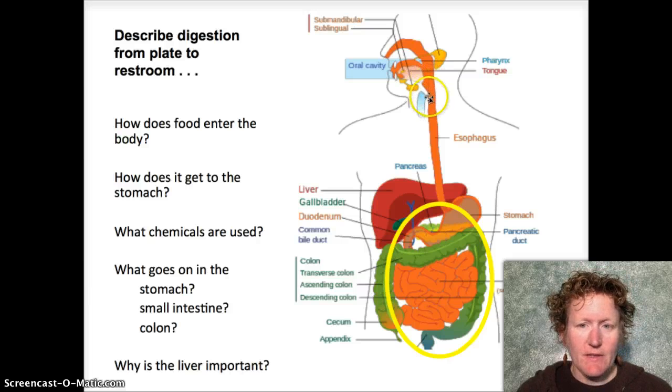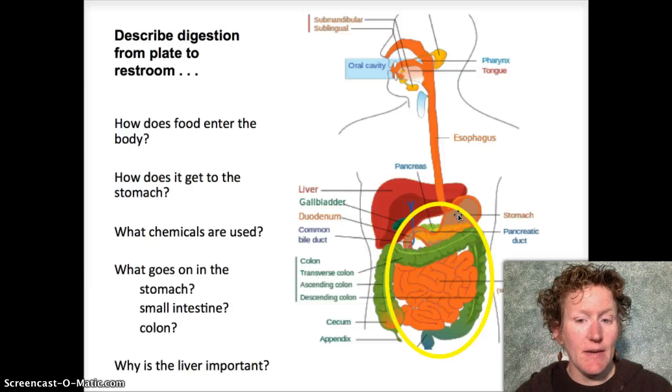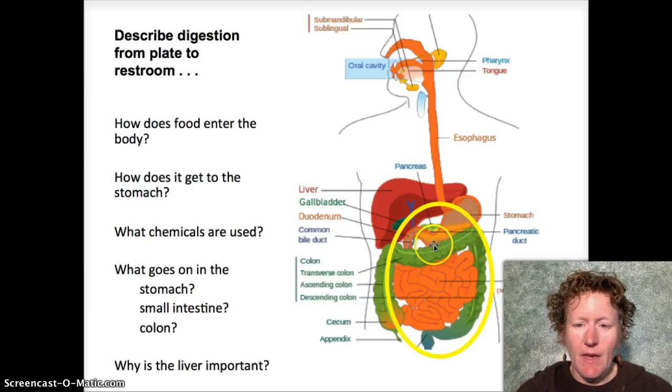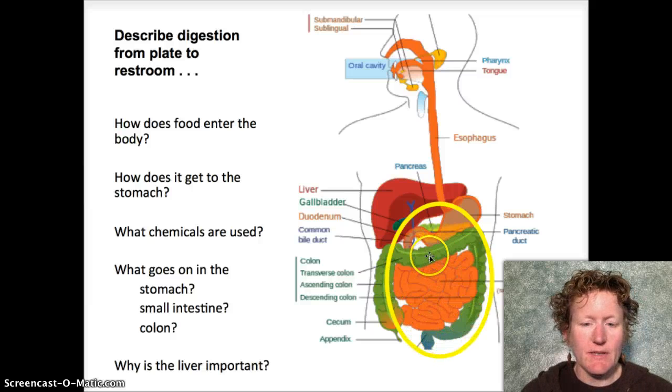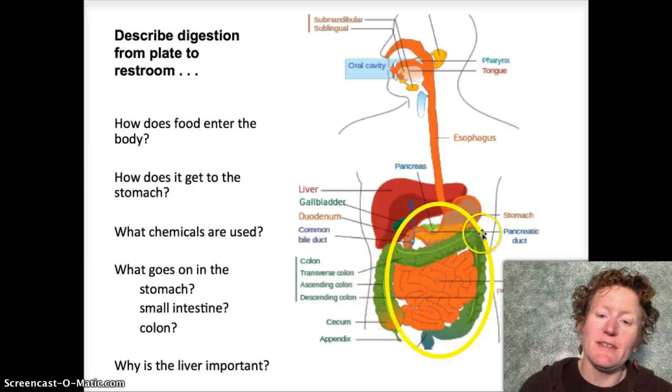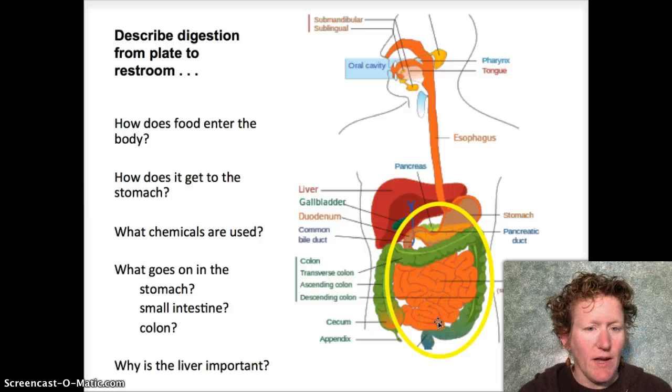The esophagus is the squishy tube that goes from your mouth down to your stomach. More digestion happens in the stomach. Acid and enzymes, namely pepsin, are added to break down the proteins here. The food travels down through the small intestine, lots and lots of feet of small intestine here, and then it goes to the large intestine and leaves your body. The large intestine is also known as your colon.